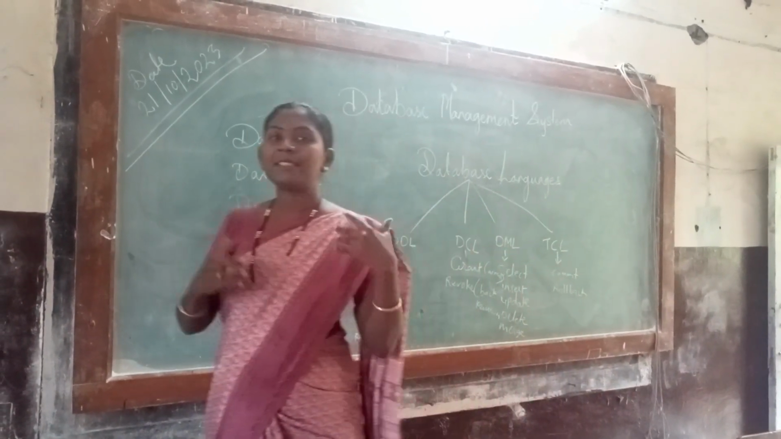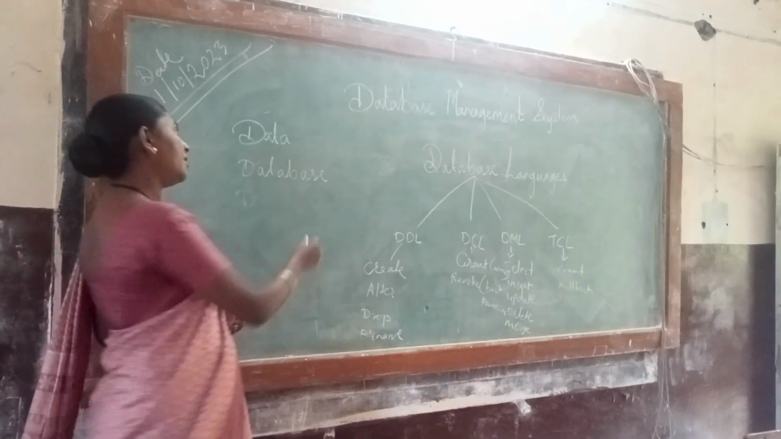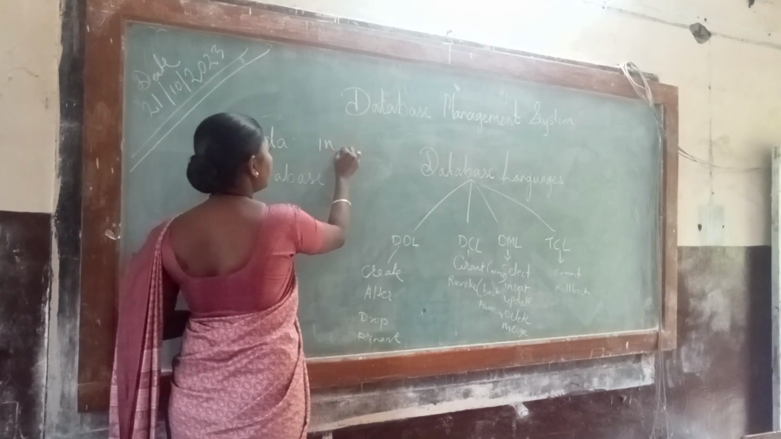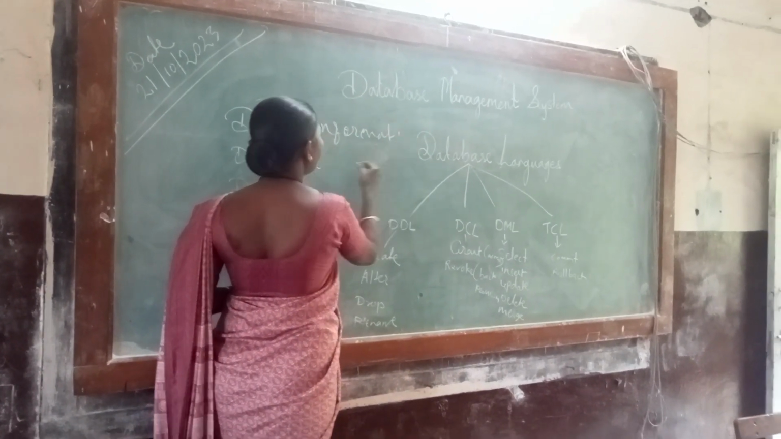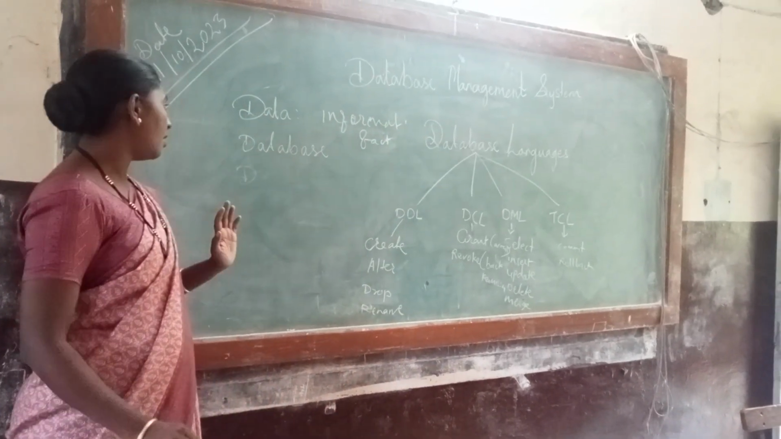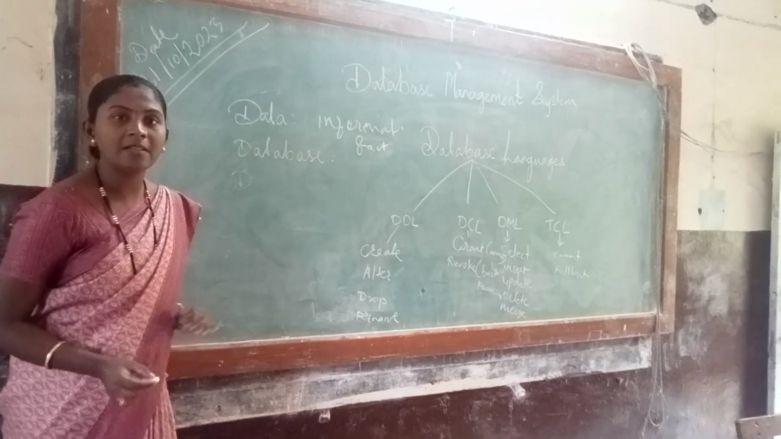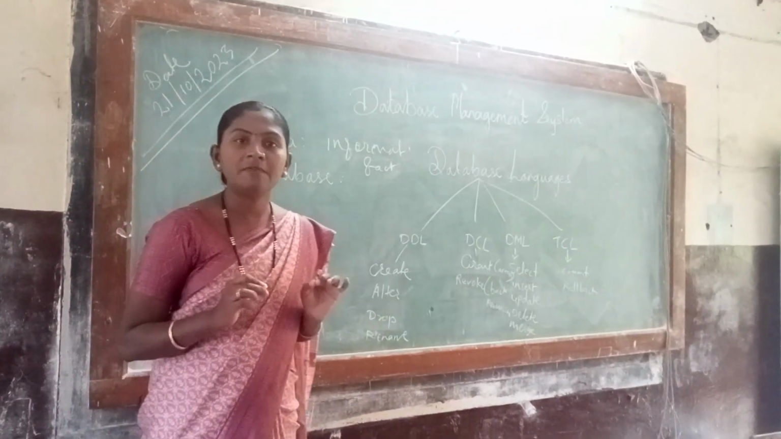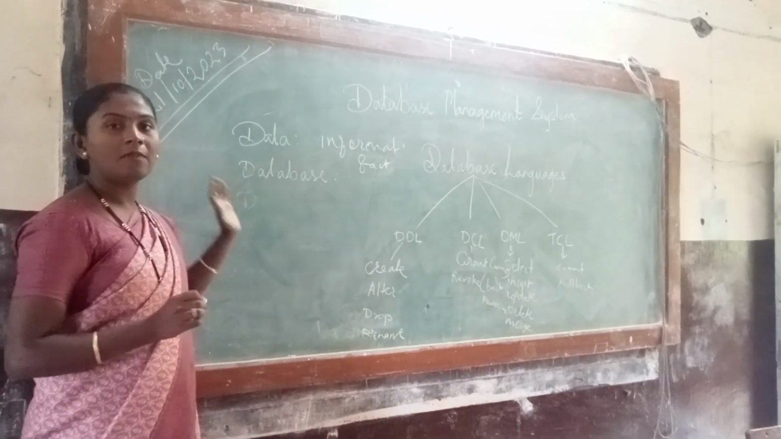Data is information. It's the information, or one can say it's a fact. So this is the data. And the second one is the database. So what is meant by a database? It's where you store lots of data. A database is the shared collection of lots of data.